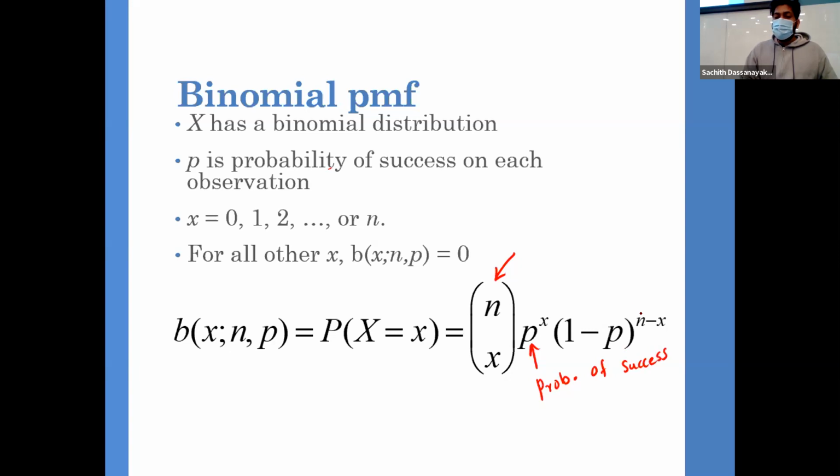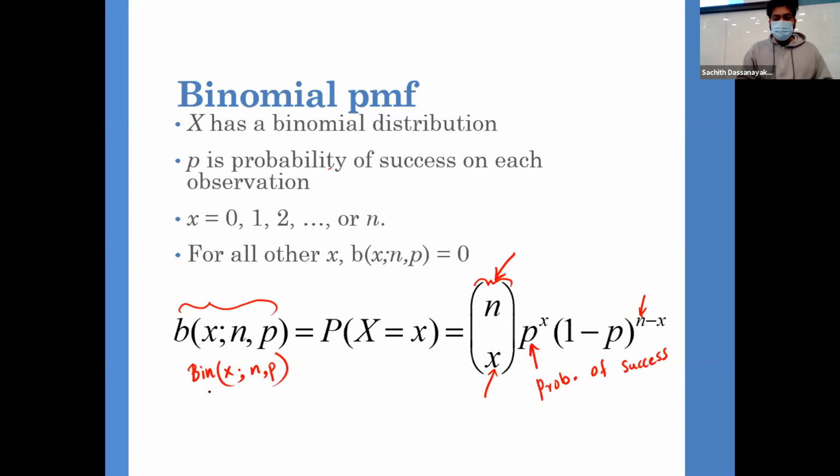Okay. So n is the number of observations, total observations. X is the success count, number of successes. Okay, clear? This is how you denote the binomial PMF, or you can write it like BIN x semicolon n comma p. n is the total number of trials, number of trials. p is the success probability.